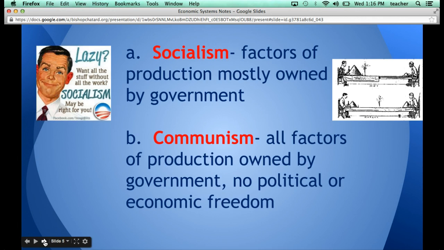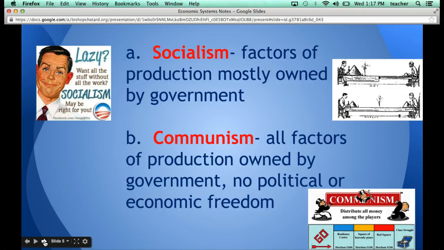And I also found this one, because the first picture was what Karl Marx believed would happen, and this is some people's opinions. Lazy? Want all the stuff without the work? Socialism may be right for you. That was kind of the idea behind it. Some people argue that our country may be going to that extreme. I'm not saying yes or no to that, but that's the idea some people have of socialism.